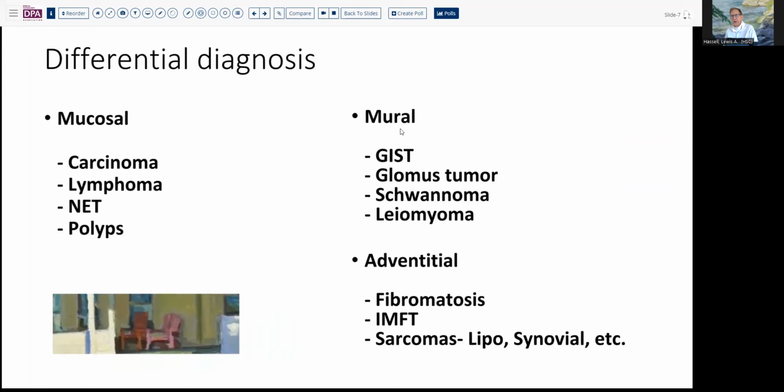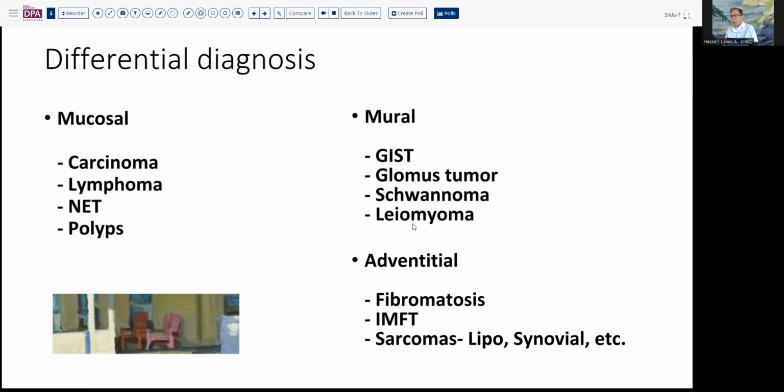When we start to get a little deeper into the wall, the differential also includes several different entities. Gastrointestinal stromal tumor, of course, the most common lesion in that location. But we also should be thinking about vascular lesions like the glomus tumor, nerve-derived tumors like schwannoma, and of course, leiomyoma, smooth muscle tumors. Although these are surprisingly rare given the amount of smooth muscle tissue that is present within the gastric wall.